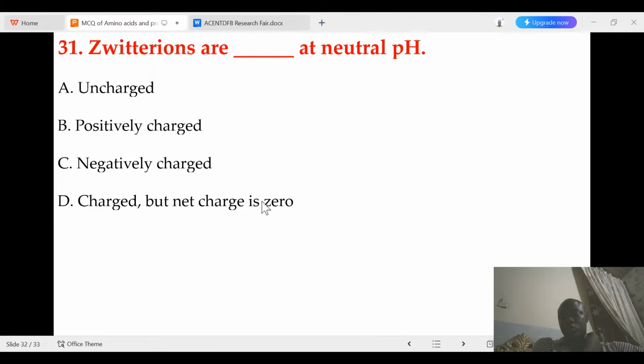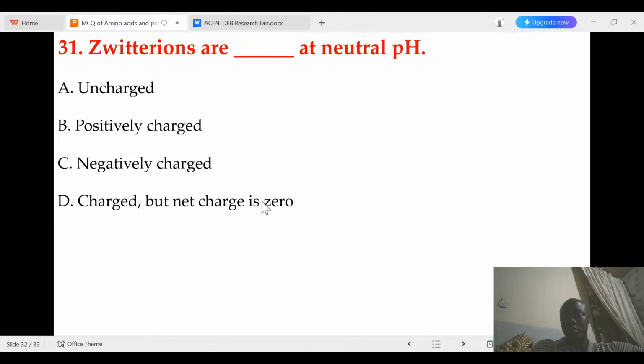Excellent. So Muhammad Farouk, the answer is D. That one is D. They are charged, but their net charge is zero because they have negative charge for the carboxylic group and positive charge for the amino group. Okay, so excellent.